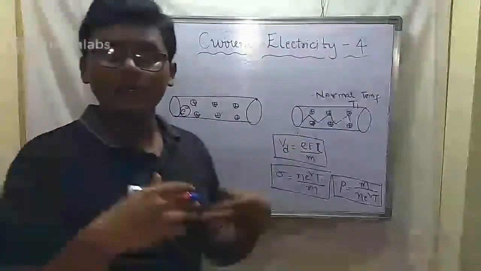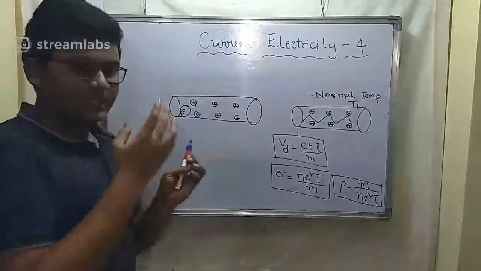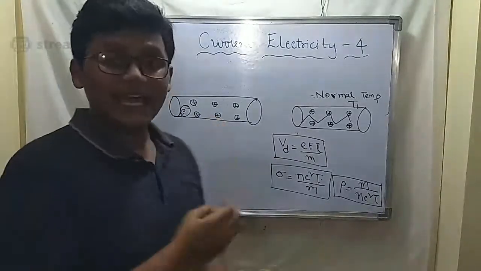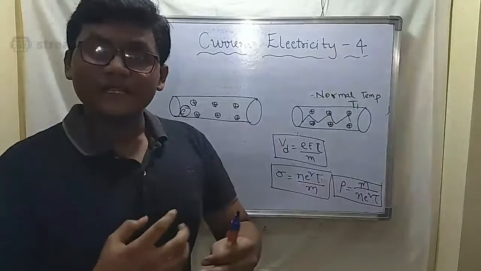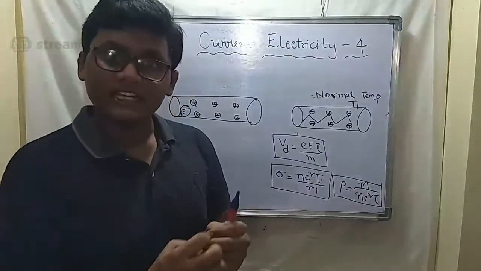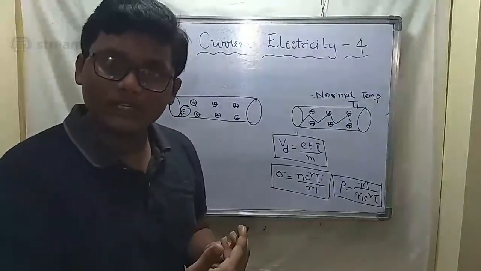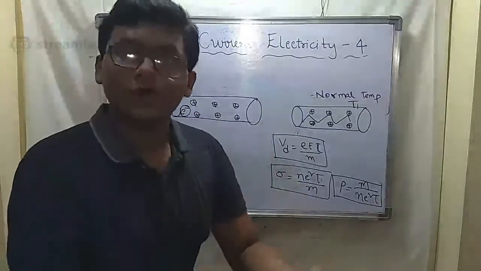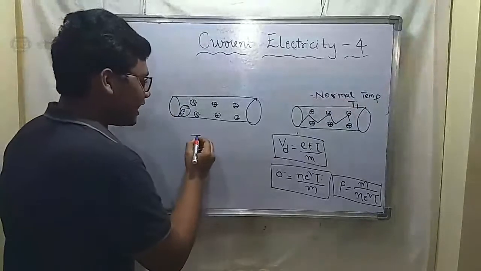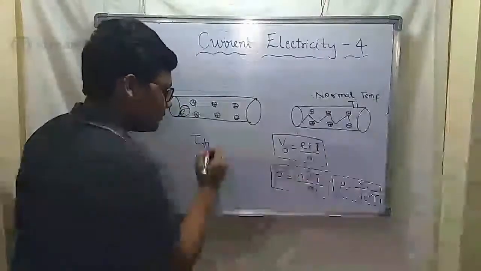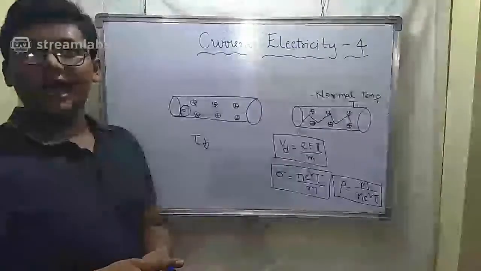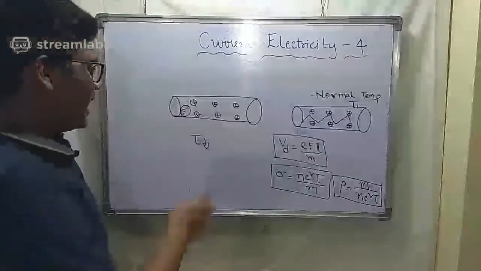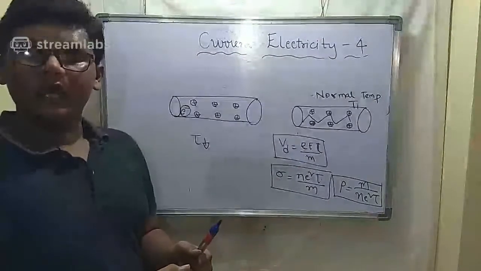Here the collisions will be at normal rate, but here, due to thermal agitation, the velocity of the electrons will become more, and there will be continuous, fast, frequent collisions with those positive ions. Due to that, the relaxation time tau is decreased, meaning the average time between any successive collisions, this tau, will be decreased.